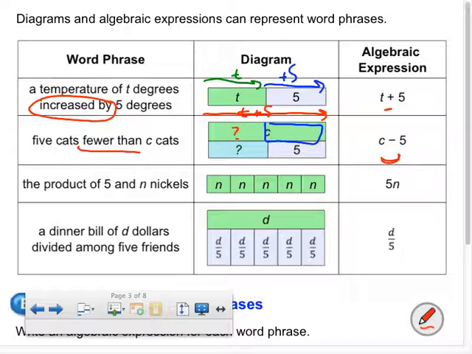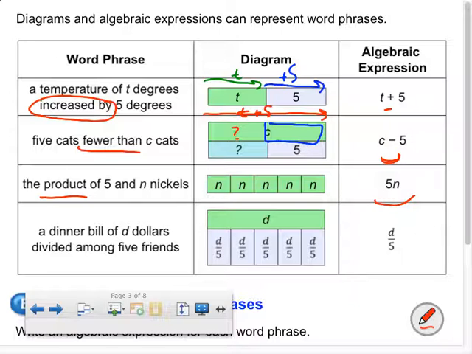The next one, the product of 5 and n nickels. So if we're talking about product, what are we talking about? Multiplication. Now here there isn't a sign for multiplication. Do you see that? This is what throws off a lot of students in math. There's more than one way to write multiplication. You could represent it with a multiplication sign. You could represent it with the dot, like we did in the warm-up. You can also represent it with parentheses. And this way, if you have a number next to a variable like this, it's also multiplication. So this is 5 times n. 5n is 5 times n.